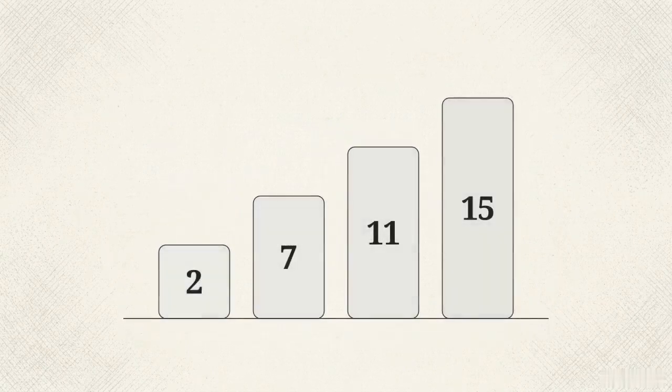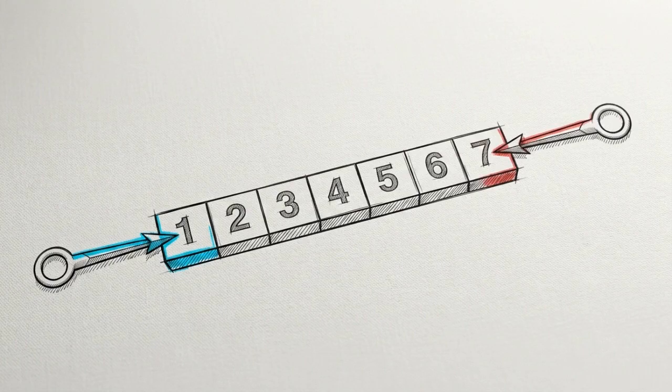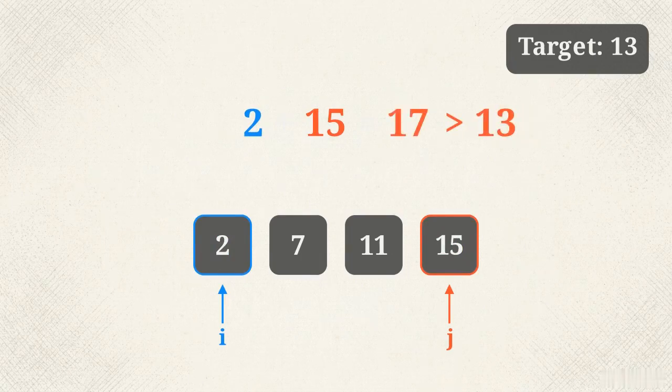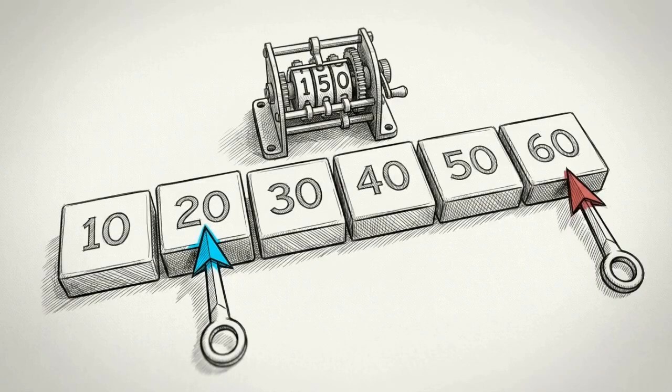Look at this clean array of sorted numbers. We place one indicator arrow at the extreme left, targeting the smallest value, and a second arrow at the extreme right, targeting the largest value. If the combined sum of these two pointers is greater than our target, we know the total is too high. We move the right pointer inward by one step to test the next smaller number. Conversely, if the combined sum is lower than our target, we move the left pointer inward by one step to test the next larger number.